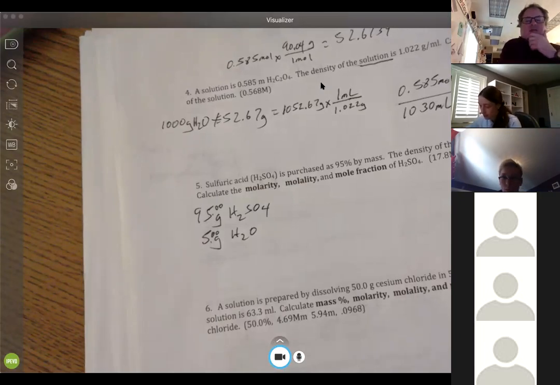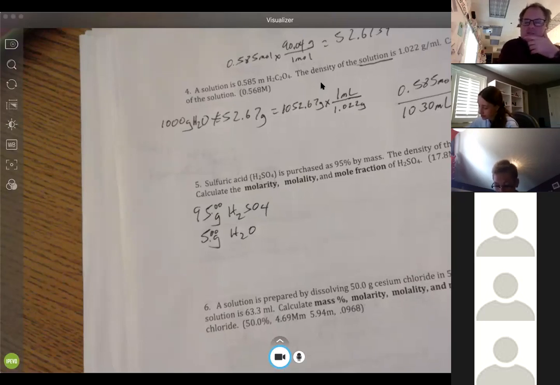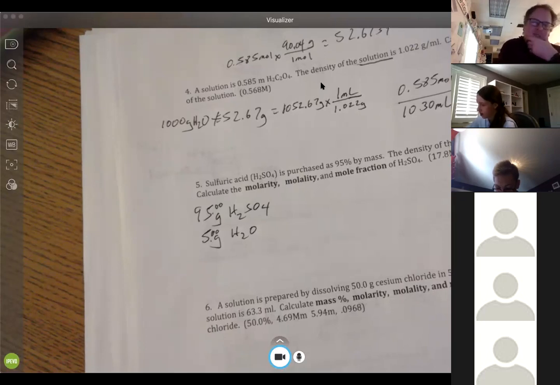I'm sure you can change 95 grams of H2SO4 to moles. So that should be easy for you to get the molality. I'm sure you can change 5 grams of H2O into moles. That should be able to get you the mole fraction. What's the hardest one going to be to get here? Maybe the molarity. Yeah, because remember, molarity is moles per liter of solution. So what does that mean we have to do to get the volume of the solution? Use the density.